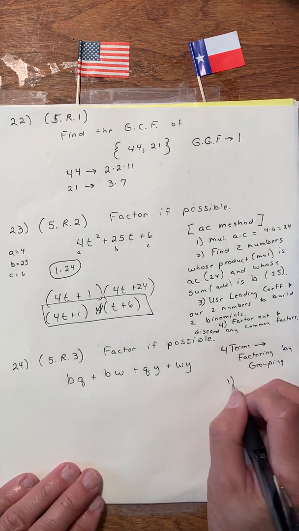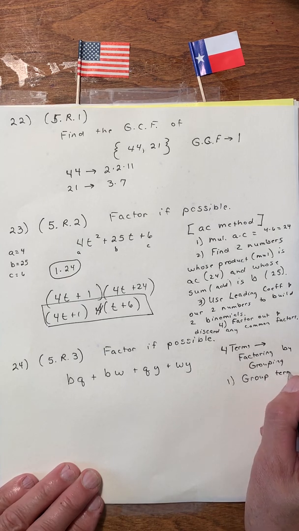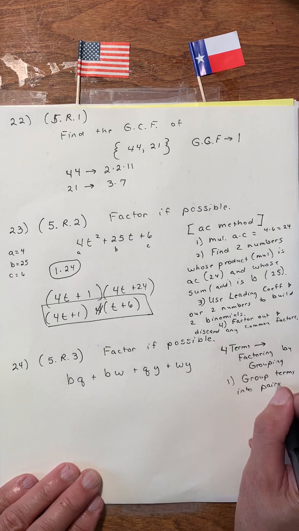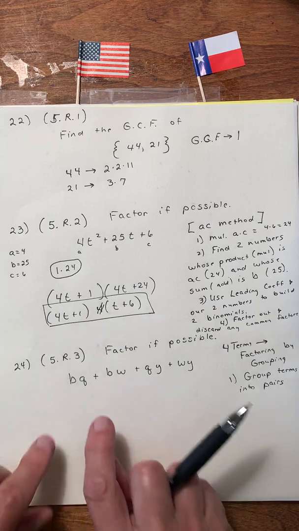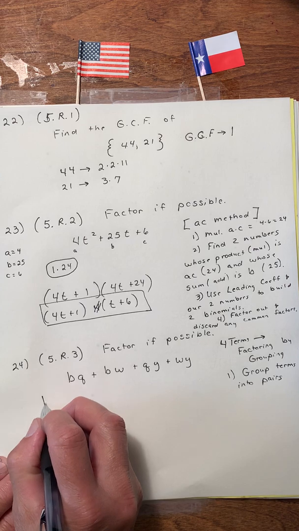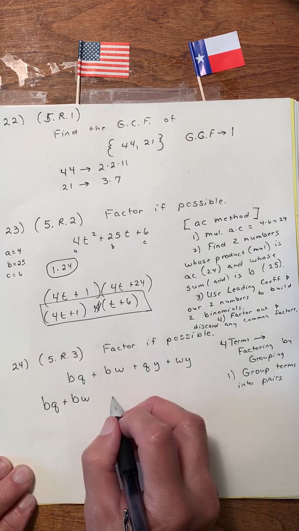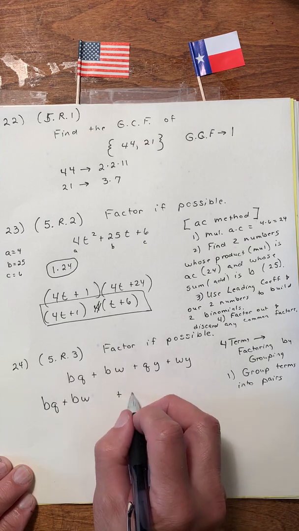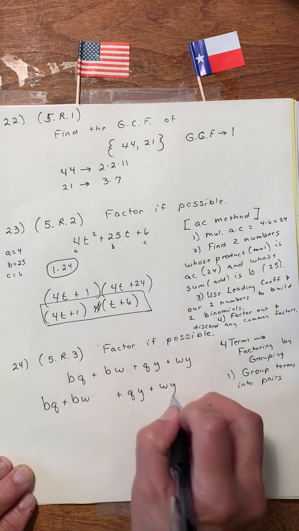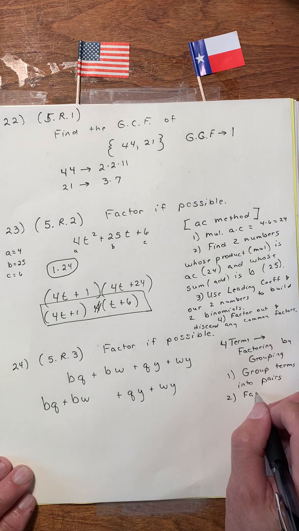So step 1 in factoring by grouping, I group my terms into pairs because of something they have in common. Hey, these two guys have B's, these two guys have Y's, so I'm going to be pairing them, BQ plus BW. And I'm going to separate them just to show you that I'm thinking of them as pairs of terms. Step 2, factor out any common factor.